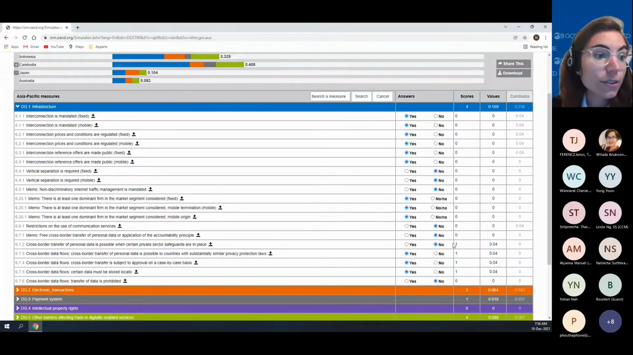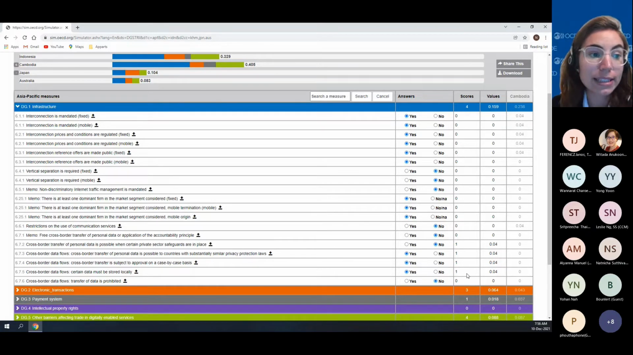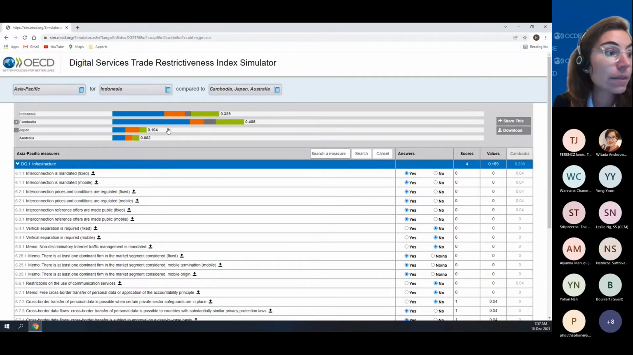Here, the score of 4 responds mainly to specific restrictions on cross-border data flows. So we see that the restrictions are here, while before in Cambodia, we were seeing that they were more in the infrastructure, in the interconnection practices. Then the other main point of gap that we see is on electronic transactions and other barriers.